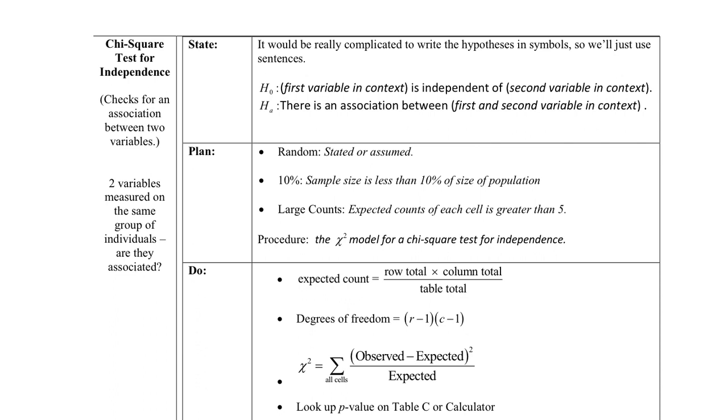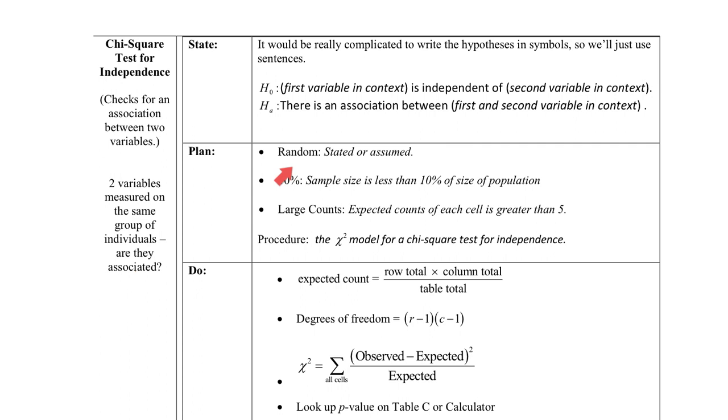Let's quickly walk through this example. This is the difference here. Is the first variable in context independent of a second variable in context? That's one way to write it. You could also say there is no association, which means independence. The alternative is there is an association between the second and the first variable. So this is all about comparing two variables to each other.